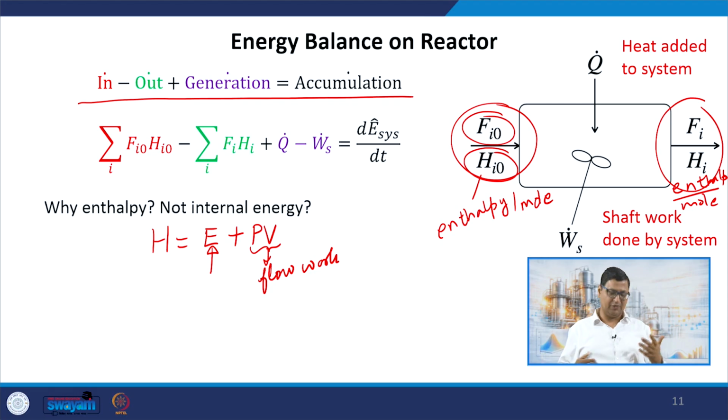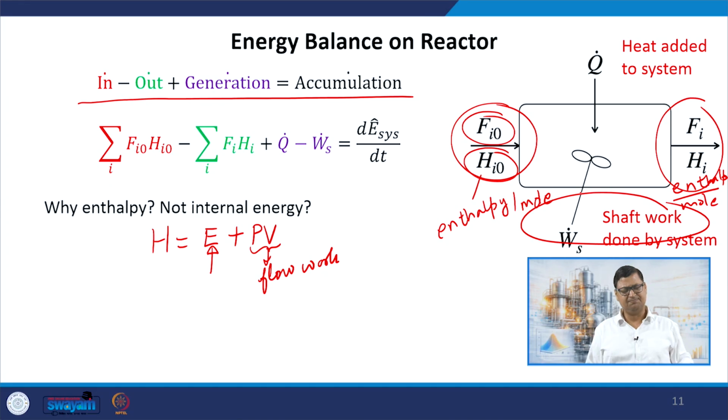In addition to flow work, there can also be a shaft work done by the reactor system. The shaft work, for example, can be, let us say you have a stirrer. The stirrer will require some work, right. So, in that case, the work done by the system will be negative. On the other hand, I can also attach a turbine. So, whatever energy I have in the reactor can be used to run a turbine, and we can extract the energy from the reactor in that particular way. In that case, the shaft work is going to be positive, right.